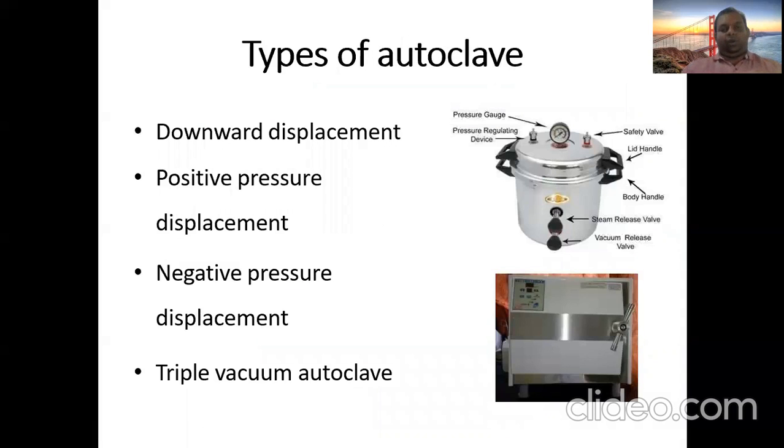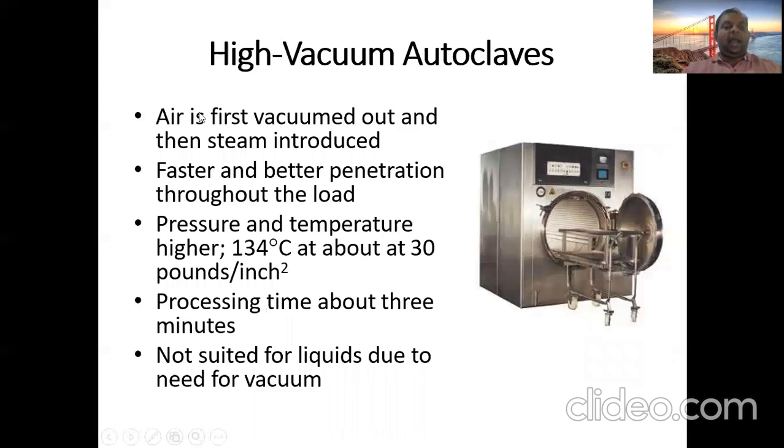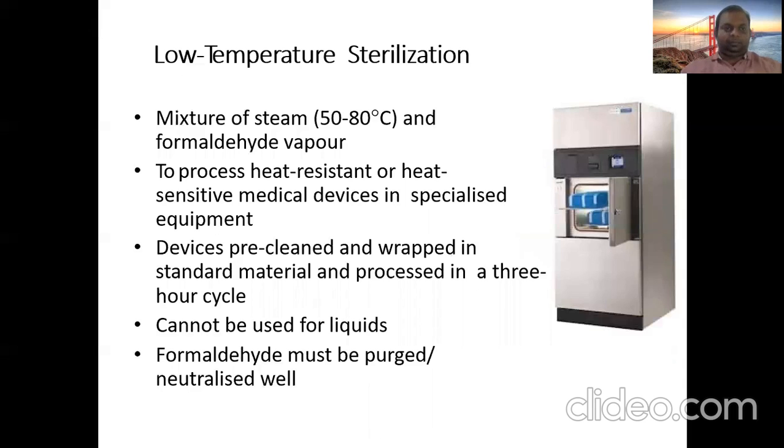There are types of autoclaves, but the concept is almost what we would understand, so we use moist heat: downward displacement, positive pressure displacement, negative pressure displacement, and triple vacuum autoclaves. Just read: here steam is introduced to purge out air, boil pressure, gravity displacement. Other conditions are the same. Here, air is first vacuumed out and then steam is introduced. High vacuum autoclave, that's it.